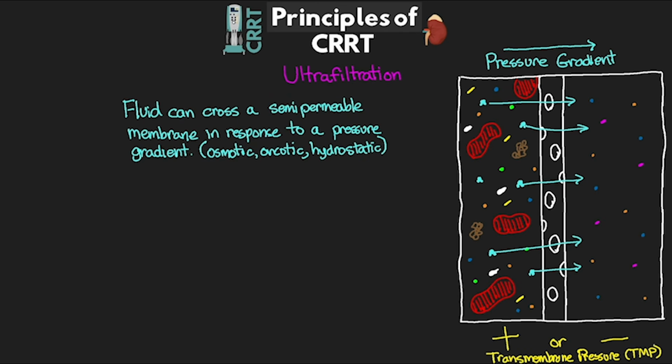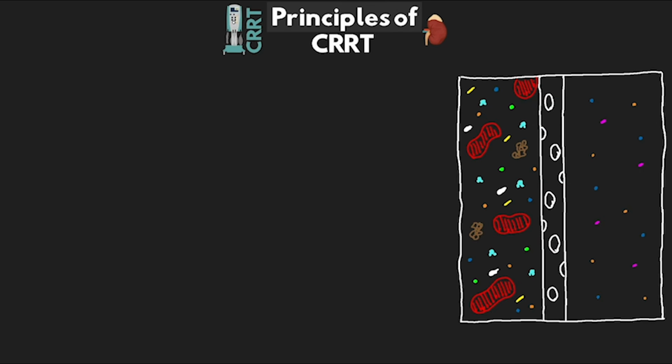By adjusting this pressure gradient, either increasing the positive pressure on one side or the negative pressure on the other side, or a combination of the both, we can control the amount of fluid that's removed from the blood and ultimately from the patient. Now, when we have this process of ultrafiltration within our circuit and a filter, this is something that we call hemofiltration. So the big takeaway here with ultrafiltration and hemofiltration is that it's removing fluid from the blood and ultimately the patient. All right, so let's go ahead and move on.